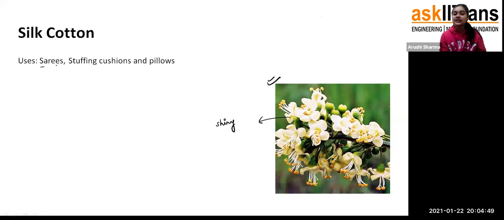And that's why, students, it is generally used for the preparation of saris, because the saris which our mothers used to wear have some kind of shiny texture. It is also used for stuffing cushions and pillows, because it is very soft in nature. Pure silk is very soft.